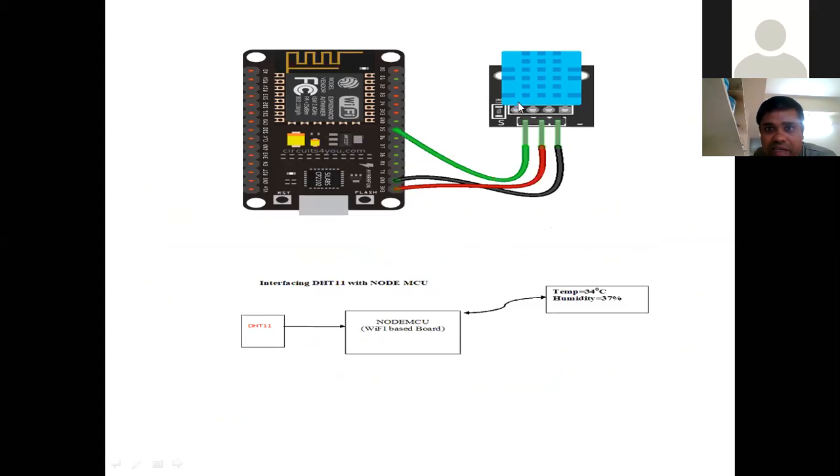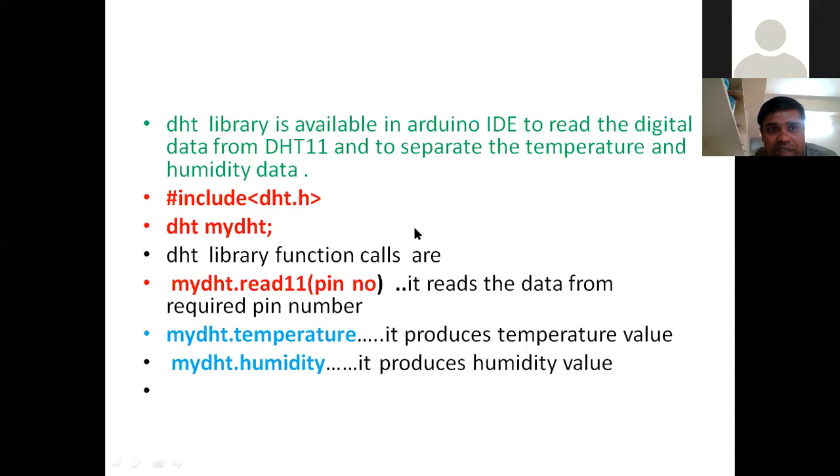Okay. I have connected the DHT11 temperature sensor to the NodeMCU, and I want to display the data locally on the serial monitor. For this, there is a library available in the Arduino IDE to read the digital data from the DHT11 and to separate the temperature and humidity data.